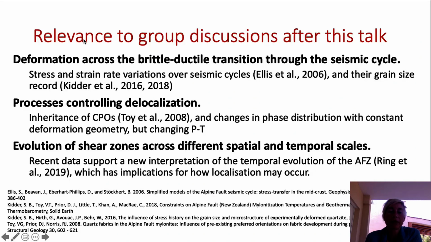So I don't think I'm going to be addressing that so much, but I do want to say that there are some very recent research ideas that support a new interpretation of the temporal evolution of the Alpine fault zone, really just published last year, and these certainly have implications for how the localization or delocalization processes that I think act might occur. And so, in fact, to start the talk, I want to review this recently published research by Uwe Ring and his co-workers.